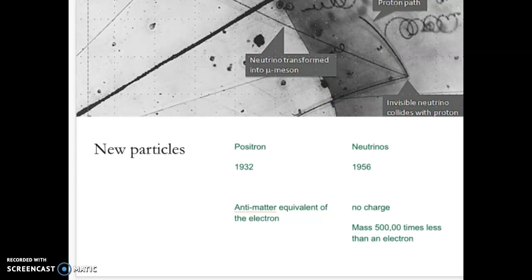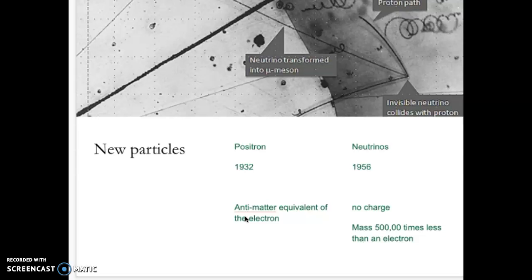So before we look at these emissions in more detail, I'm going to introduce two new particles. So far, you are more than familiar with the proton, the neutron, and then the electron. But this is where things get weird, and I start introducing some new particles. The first one is the positron. The positron was discovered in 1932 and is the antimatter equivalent of the electron. So it's exactly the same as the electron, but positive in charge.